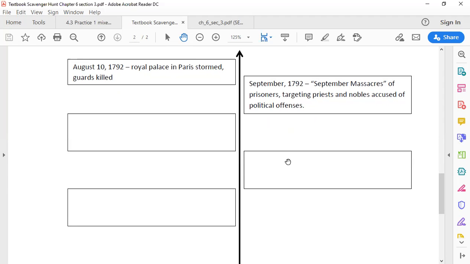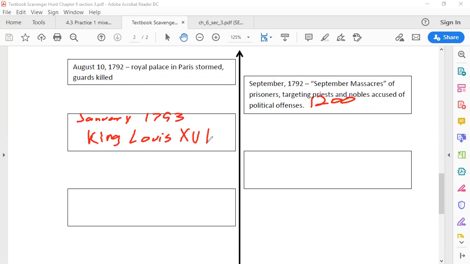Actually, I think the notes we used here were 1,200. 1,200 were killed. That was kind of the number we used there. Number 3 would be January 1793. King Louis the 14th. Sorry, King Louis the 16th. Wow, I just can't. XVI. Executed.